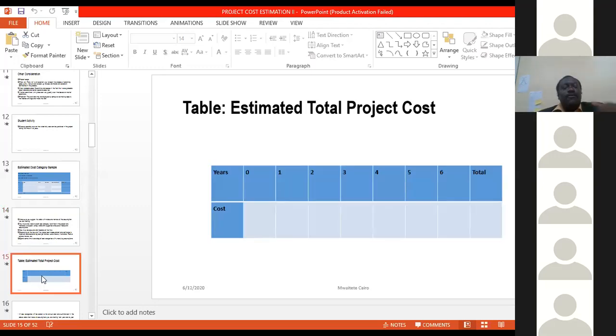So once you finish writing down all those categories, supported with analysis, you will have the estimated total project cost. At the end of the day, you will have to indicate the cost starting from year 0, year 1, year 2, year 3, year 4, 5, 6, 7, and so on, depending on the life or the time horizon of the project.